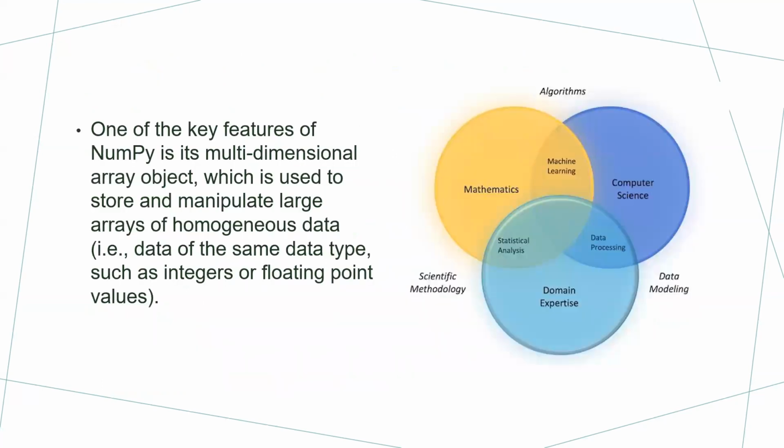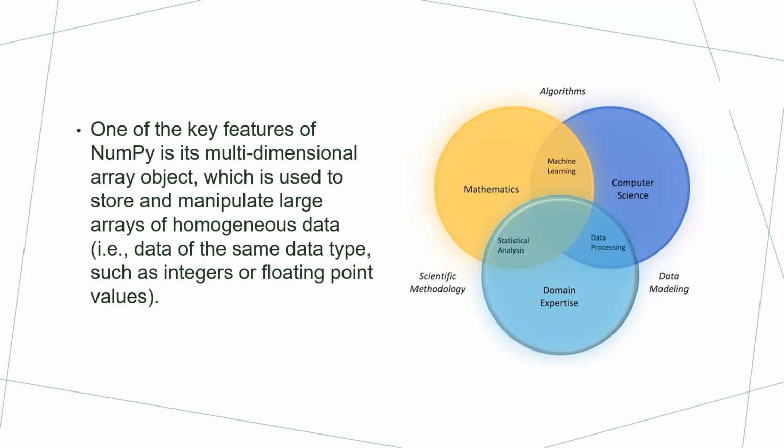Dimensions in arrays. A dimension in an array is one level of array depth, that is, a nested array. Nested arrays are arrays that have arrays as their elements. 0D arrays. 0D arrays, or scalars, are the elements in an array. Each value in an array is a 0D array. 1D array. An array that has 0D arrays as its elements is called a unidimensional or 1D array. These are the most common and basic arrays.